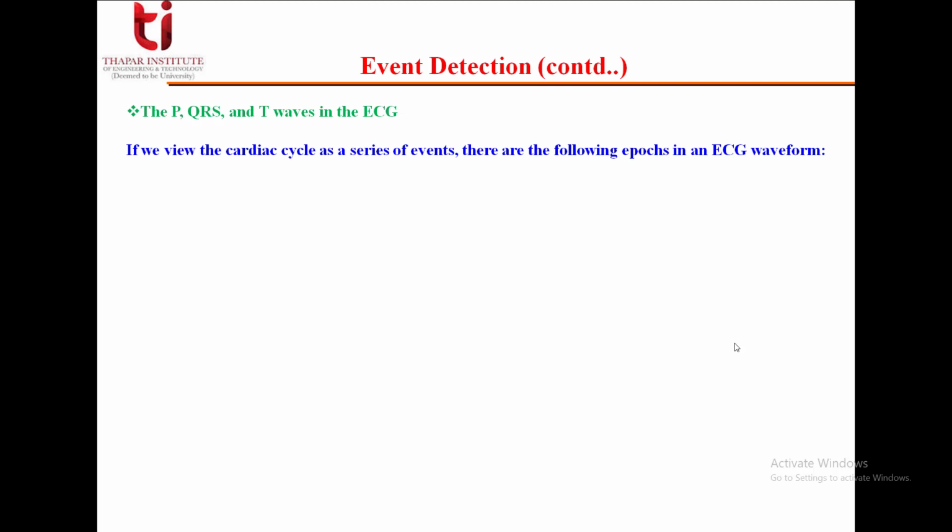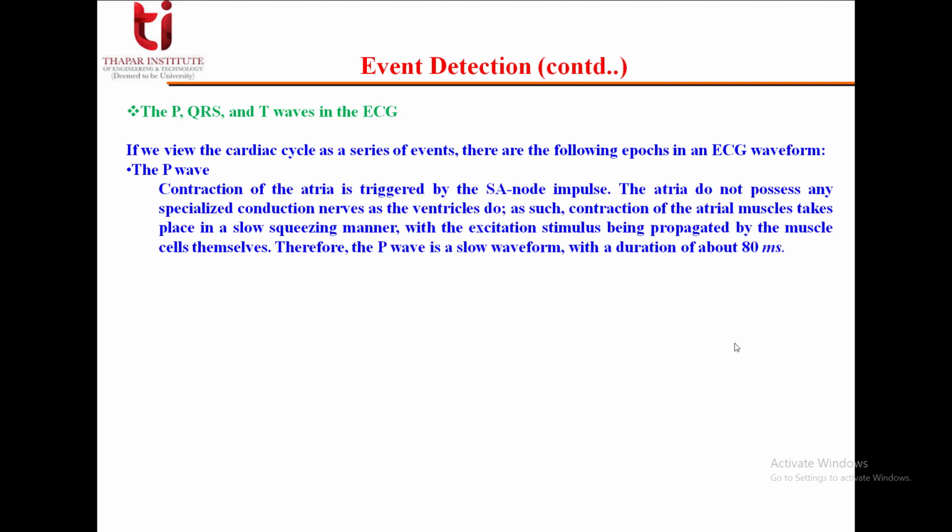So as we have seen, there are different events in the ECG signal. First we will discuss the P, QRS and T waves in the ECG signal. If we view the cardiac cycle as a series of events, there are the following epochs in an ECG waveform. We have the P wave. Contraction of the atria is triggered by the sinoatrial node impulse.